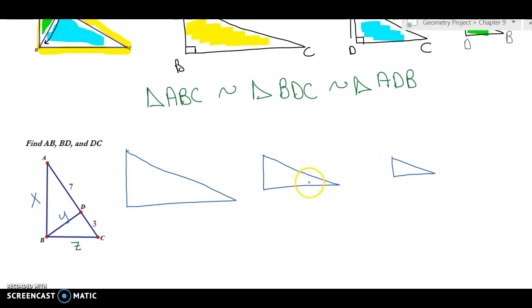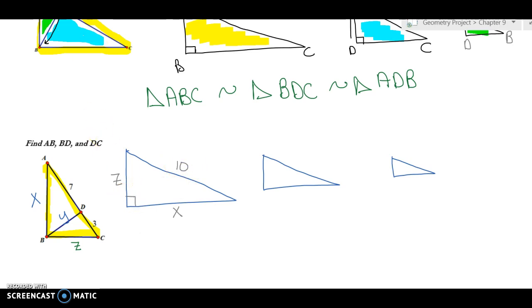Now, I'm not going to label like we did up above. I'm just going to try and see if we can fill in our information. Okay, so let's highlight, though, because that will be helpful. Here is our big triangle. And on our big triangle, our long leg is X. Our short leg is Z. And then our hypotenuse is this whole thing, which happens to be 10.